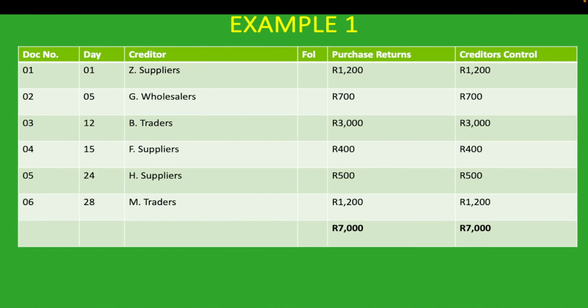So if you see in the trial balance purchase returns, then it's referring to this exact amount, and this is how you get it, by doing the purchase returns journal and journaling everything that you have returned.